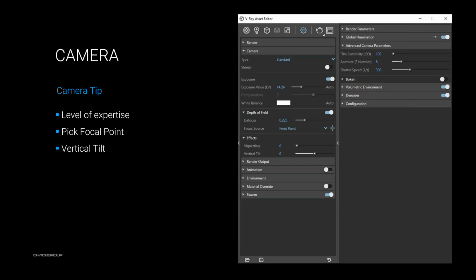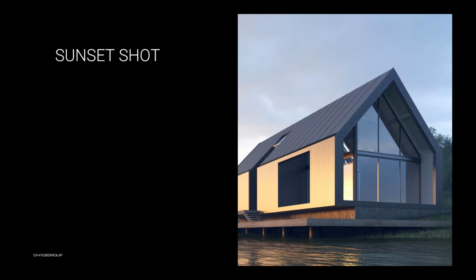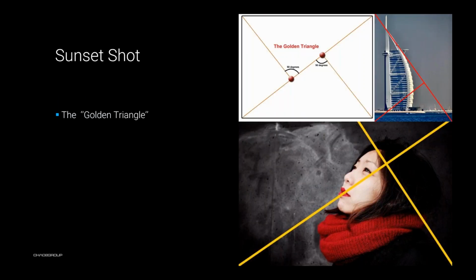Also, we have level of expertise. Just like I mentioned earlier, V-Ray is versatile, so if you're a beginner, you can just click the automatic exposure and white balance. Or if you want to take the deeper or the more complex settings like the film sensitivity or the aperture or the shutter speed, you can still do that. So let's see the different shots one by one and analyze their composition created with the camera.